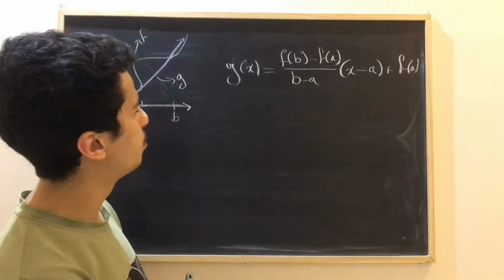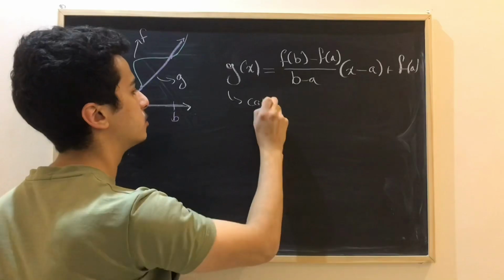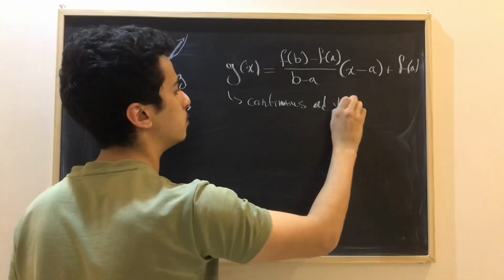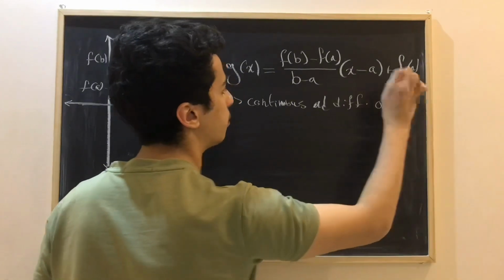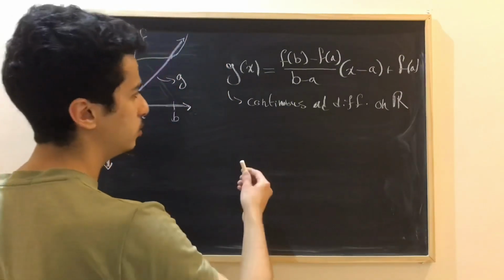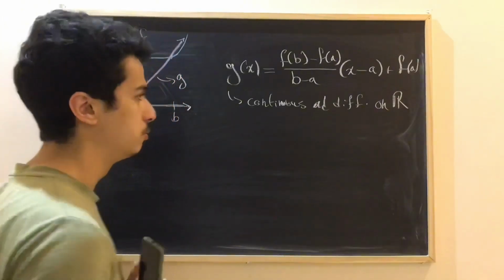Let's notice here an important property, that g of x is continuous and differentiable on all real numbers. Now, we don't need continuity and differentiability on all real numbers, just our interval, but we have it, so there it is.